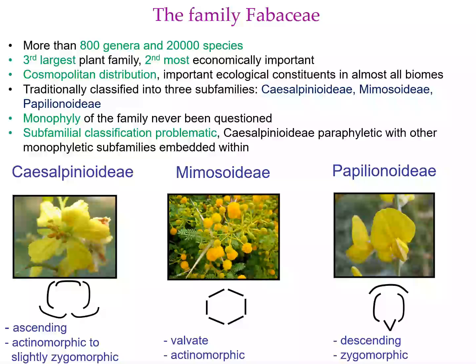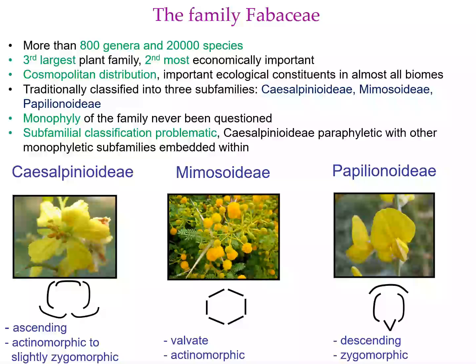Traditionally, it was divided into three subfamilies, which many of us know very well: the Caesalpinioideae, Mimosoideae, and the Papilionoideae. And the family as a whole has never been questioned in terms of its monophyly, or whether all of its species are descended from a common ancestor.